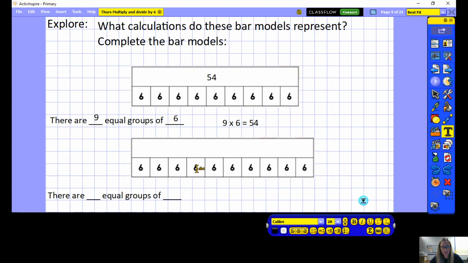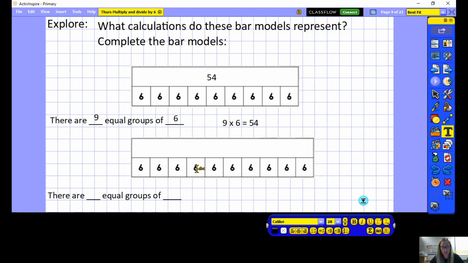Okay, I want you to pause the video now and see if you can draw an array and a bar model to show these divisions. The first one is 24 divided by 6 equals, and 30 divided by 6 equals. Pause the video now while you have a go at those. Okay, let's see how you got on.